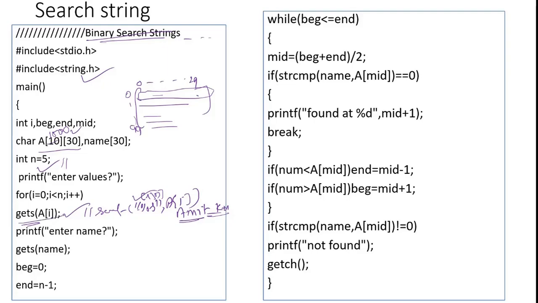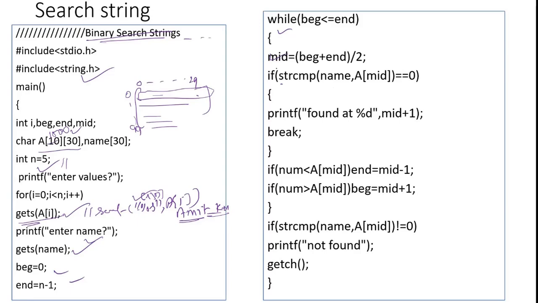So you can directly use gets to get a string. Then we have to input the name that we want to search. Then the rest of the procedure is similar. Beginning, end, and here we have used the strcmp function to compare name and a of mid, because in the double dimensional array, a0 will have the first name, a1 will have the second name, and so on. So this will compare, and if names are equal then it will return 0.